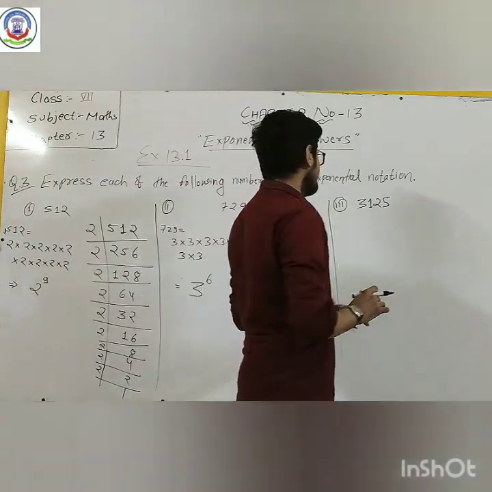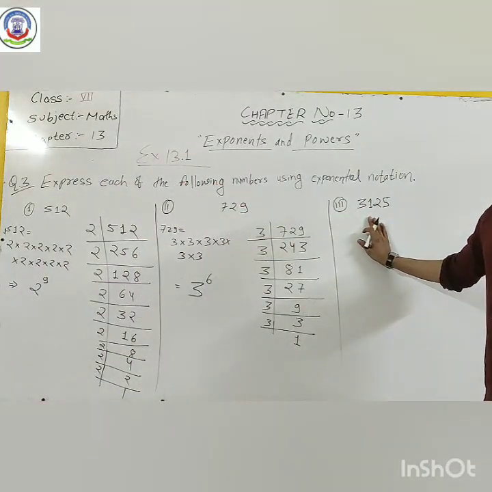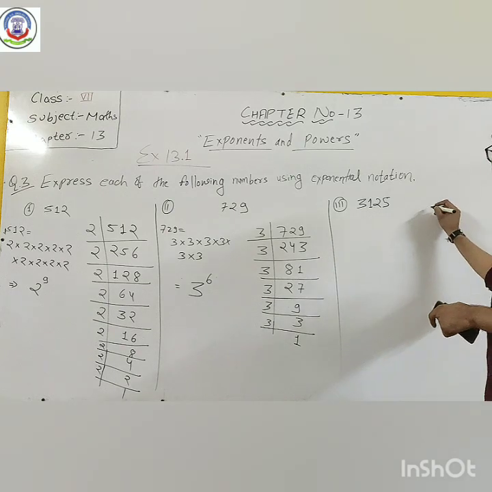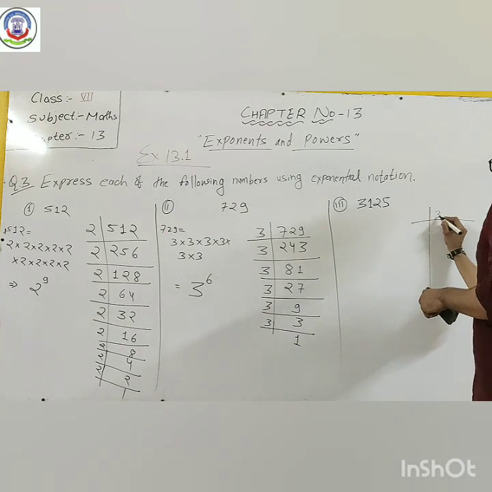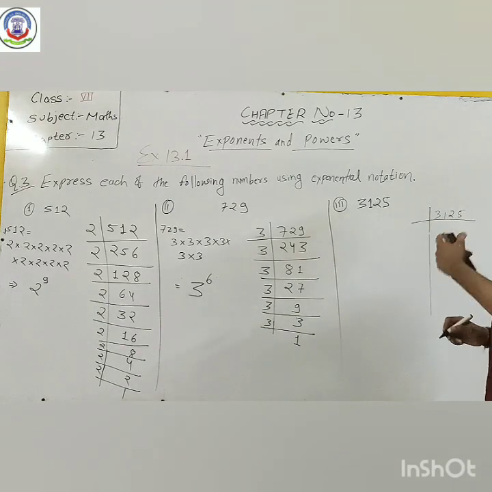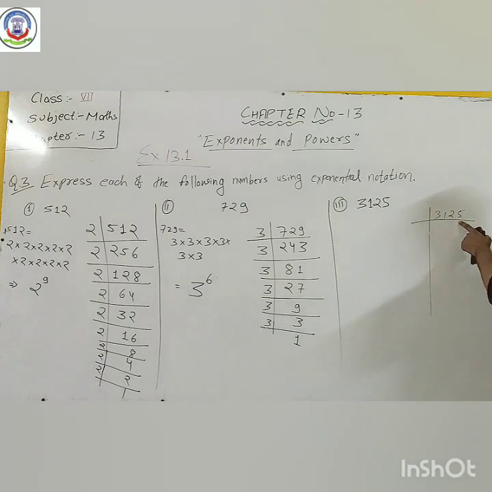So the last one is 3125. Same method. Check whether it is divisible by 3 or not. So 5 plus 2 is 7, 7 plus 1 is 8, 8 plus 3 is 11. And 11 is not divisible by 3. So you can't divide it by 3.